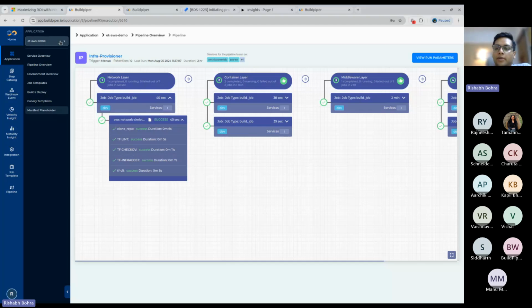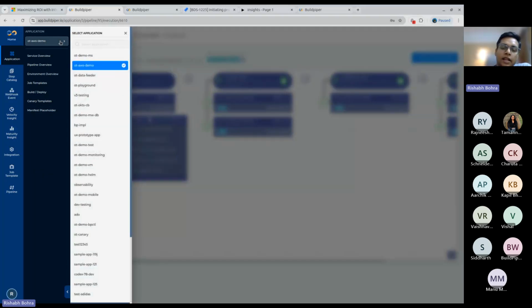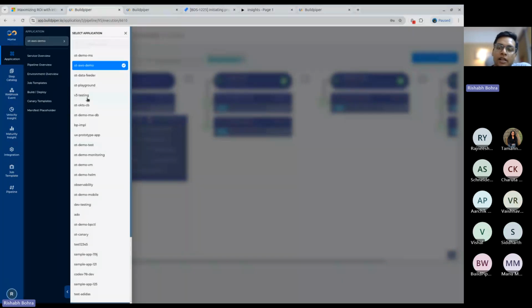So again, Build Piper is not only for application deployment, but it can do a lot more in terms of infrastructure management, creating ephemeral environments, and visualization as well across multiple standards. Multiple pillars can be created on which you can get the visualizations, which I'll come to later in the next part of this walkthrough.